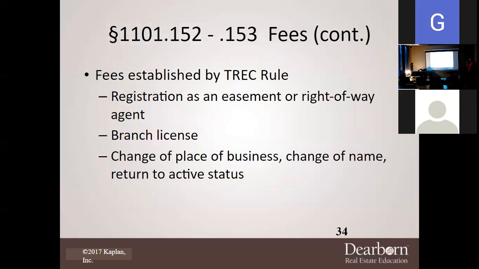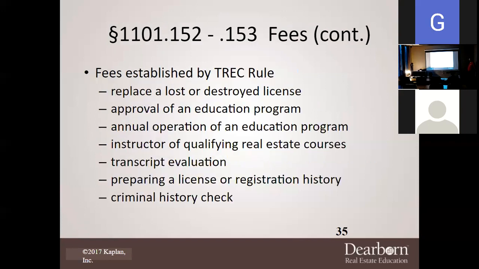They also can charge fees for the registration of an easement or right-of-way agent, the branch license, the change of place of business, change of name, and the return to active status. You notice they love to do what? Fee you to death. Okay.